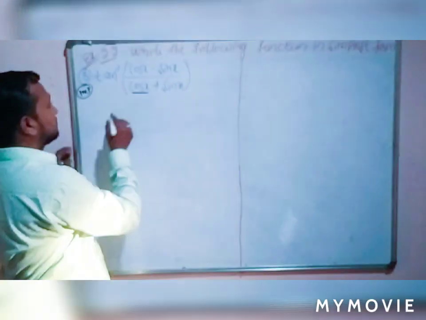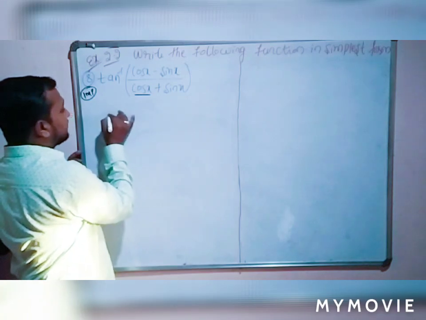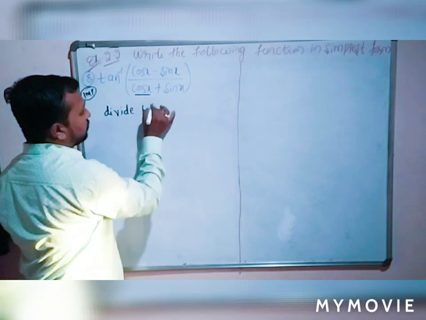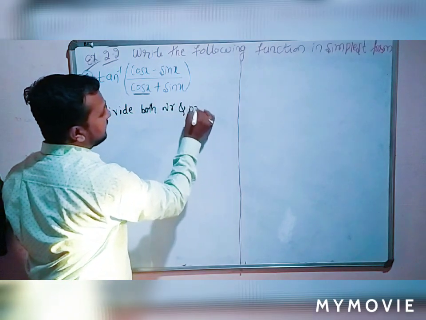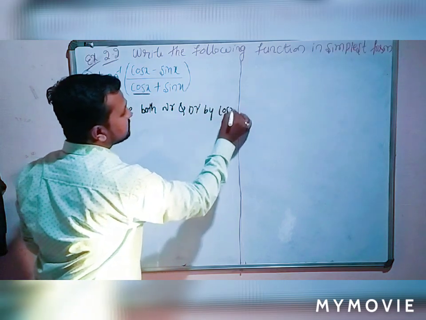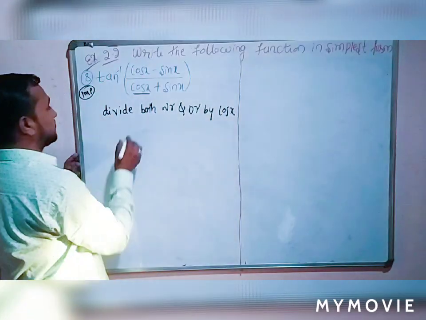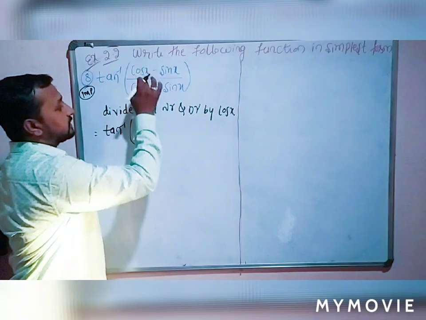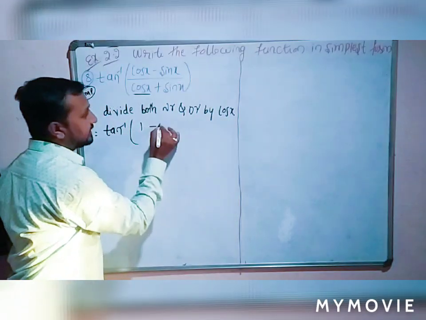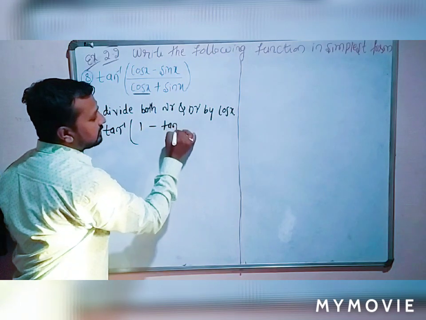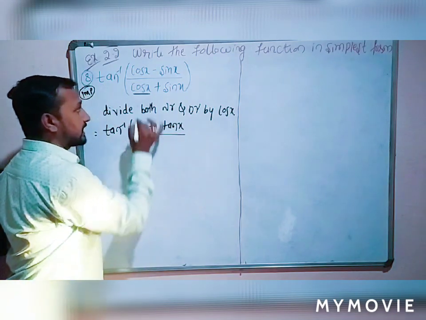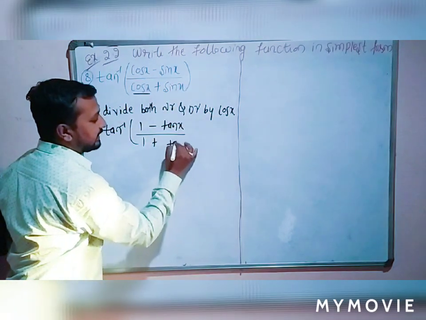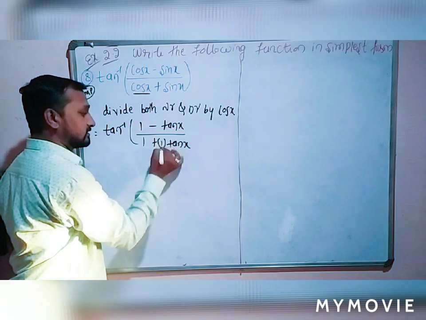Is that clear? So students, in this example, divide both numerator and denominator by the cos x function. Then we get tan inverse of: cos x by cos x is equal to 1, minus sin x by cos x is equal to tan x, whole divided by cos x by cos x is 1, plus sin x by cos x is tan x. So here I can take 1, not a problem.